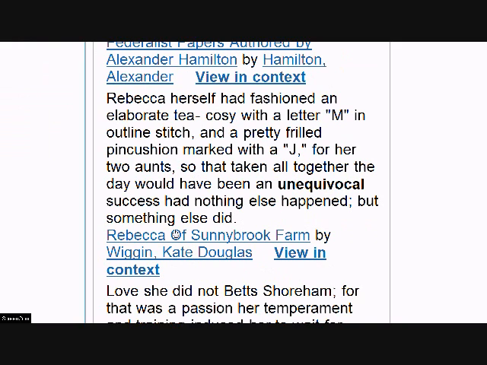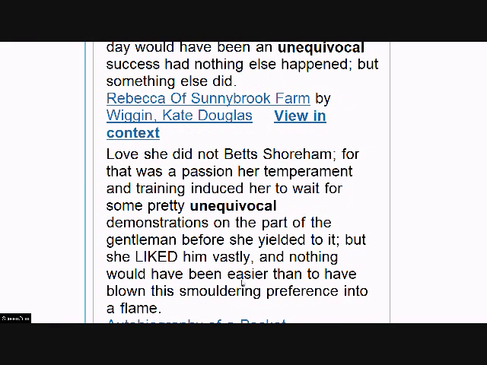We'll take another one, from Rebecca of Sunnybrook Farm by Kate Douglas Wiggin. "Rebecca herself had fashioned an elaborate tea cozy with the letter M in outline stitch and a pretty frilled pin cushion marked with a J for her two aunts." Okay, it's just a cloth. "So that, taken all together, the day would have been an unequivocal success had nothing else happened. But something else did." This is another beautiful way of using it.